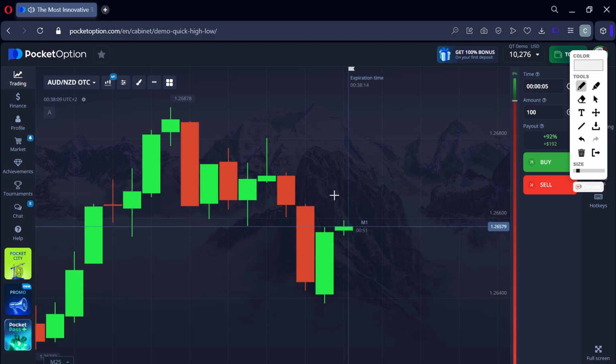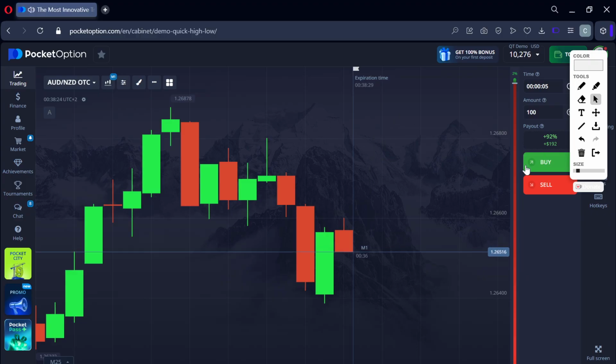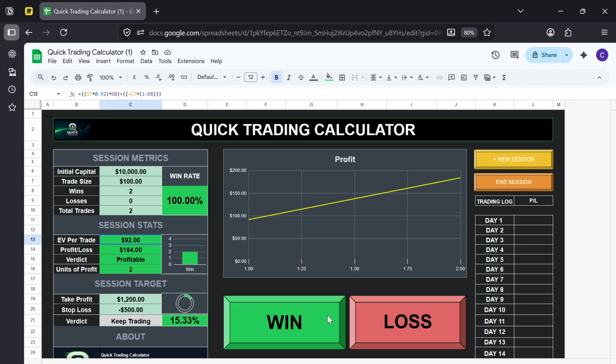You aren't going to be spamming trades. Do not spam trades or place multiple trades to try and recover. If you lose, you lose. Then you just wait for it to create a brand new high point, then you wait for it to reverse, then you take the trade. So what you're going to see now, we will have a loss at some point, I hope. But we obviously won this, so we're going to add the win.